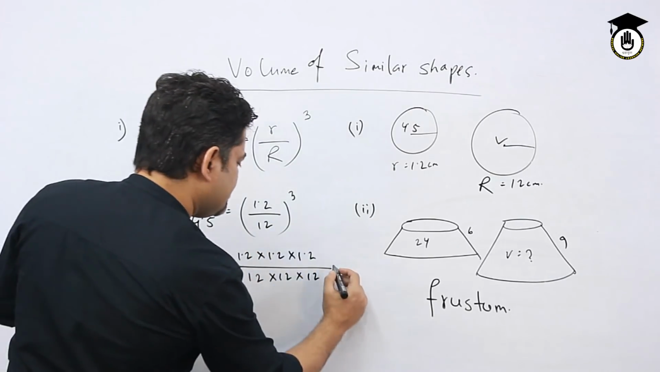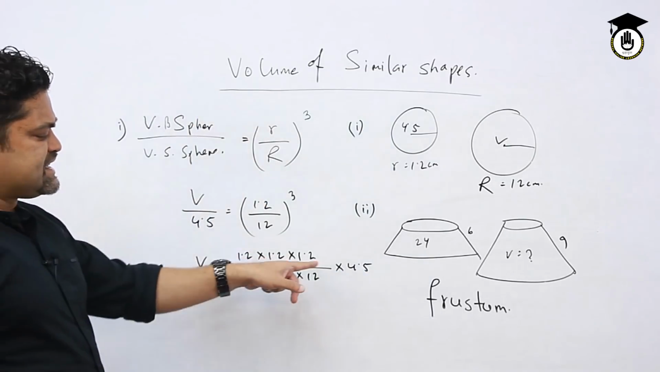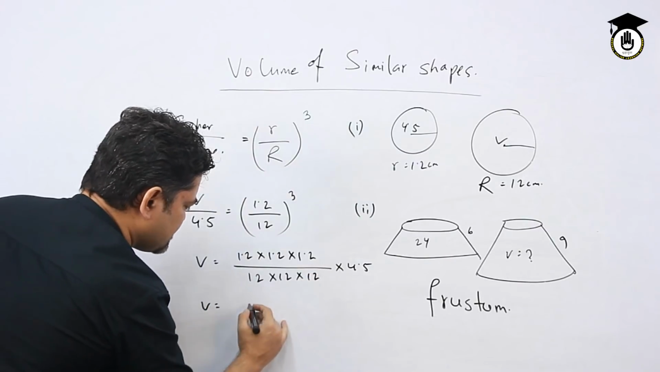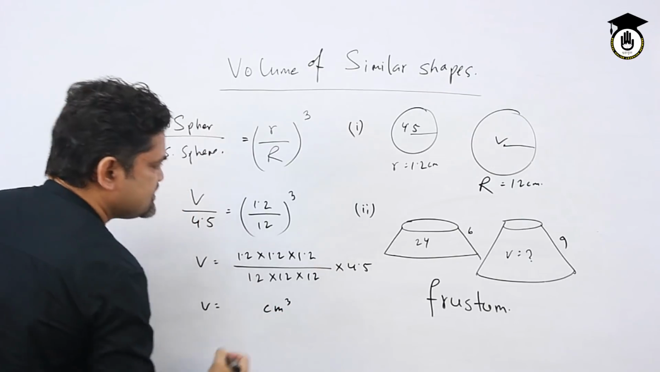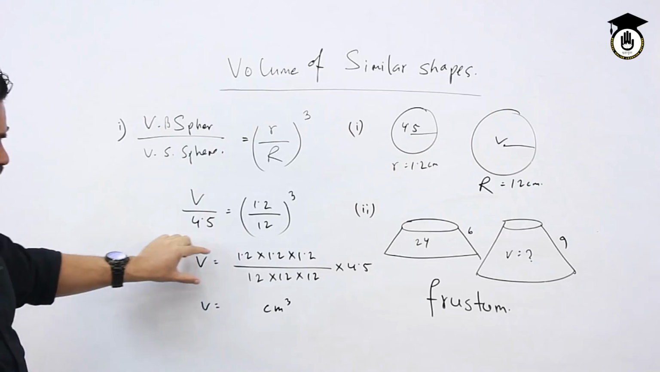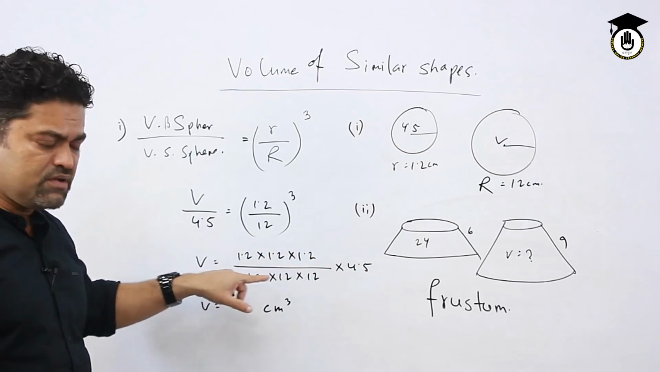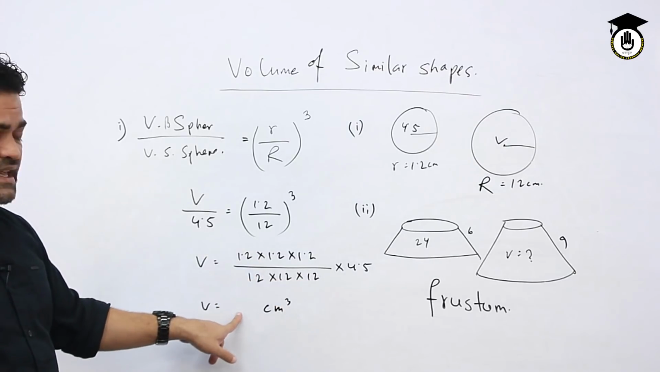So 4.5 comes here. As it is a decimal matter, I want you to try to sort it out by yourself and write the answer here, in cm cube. I'm just making up the concept for you. I'm not solving this one, because you can do it by pressing the calculator. That will be the answer here.